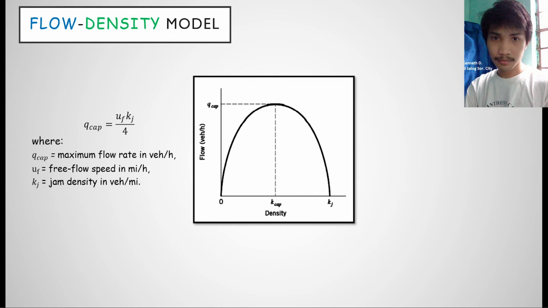Flow density model. The formula for this is maximum flow is equal to the free flow times jam density over 4. At zero density, the flow will be zero. And at maximum density for the highway, that flow will be at maximum flow rate. And at jam density, the flow will be zero.